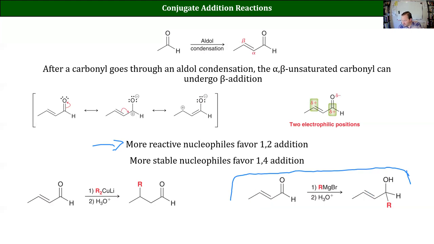If we do it with this conjugation and a more stable nucleophile, meaning it's not super reactive, so remember these Gilman reagents that had the copper and the lithium involved? Those were the way we had of selectively reducing a carboxylic acid derivative without reducing it all the way to the alcohol. If you have an alpha beta unsaturated carbonyl and you expose it to a Gilman reagent, you get 1,4 addition, where you break that alkene bond and put your R group on the beta carbon.